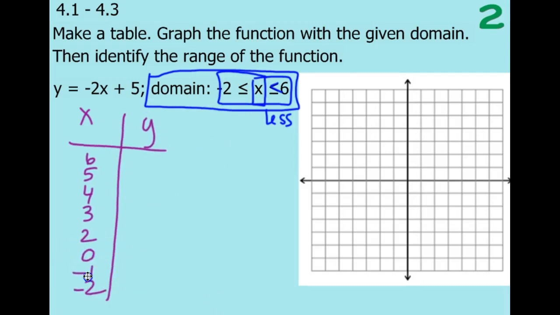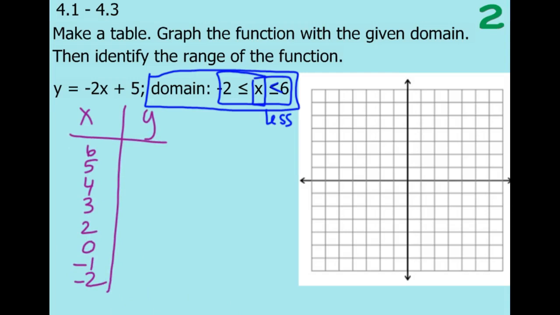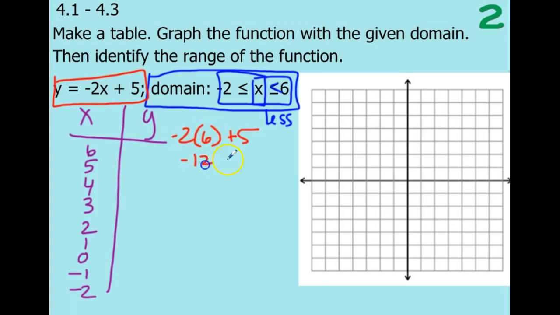We need to move these down just a little bit, oopsies, because we need to fit a 1 in there as well. 2, 1, 0. From -2 all the way to 6. So if we plug these in, our equation right here, we have -2 times x. First I'm going to plug in a 6, and then add 5. Well, -2 times 6 is -12. -12 plus 5, there's more negatives, should be a -7.